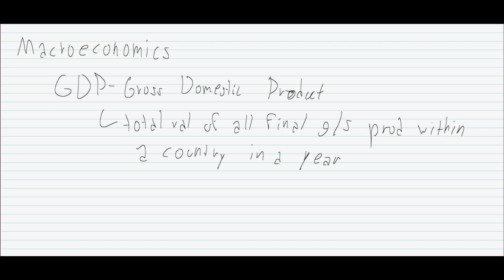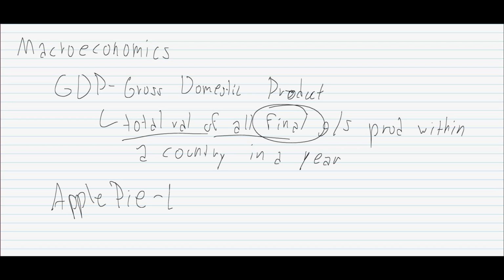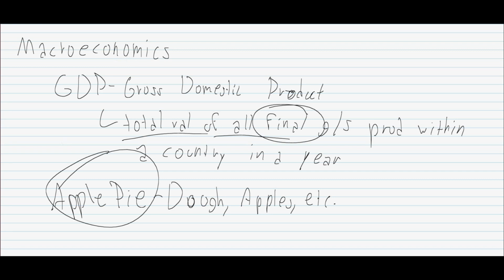Okay, so here's what that means. Some of it is probably self-explanatory. You probably understand what total value of all goods and services means. But what does "final" mean? Well, take an apple pie, for example. That's included in the GDP. What's not included is the dough used to make that pie, the apples used to make that pie, etc., because you only count the final good. The final good in this case is the apple pie.